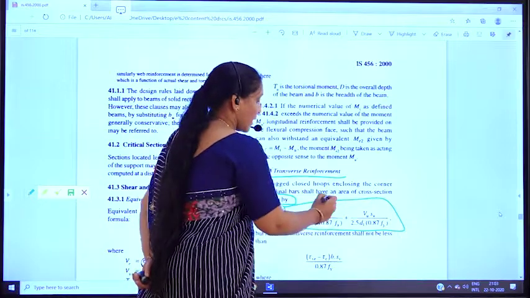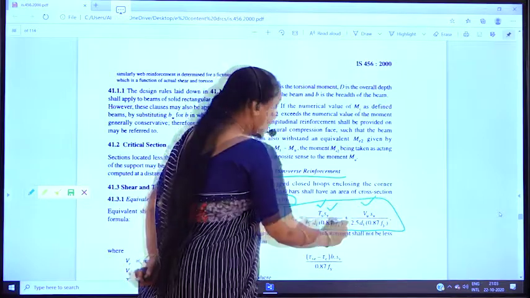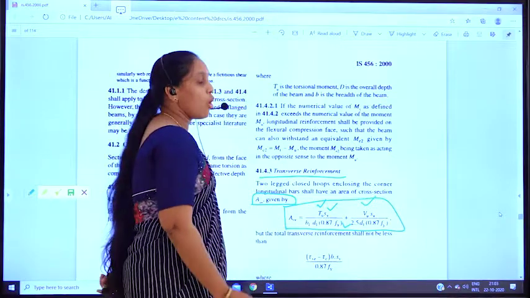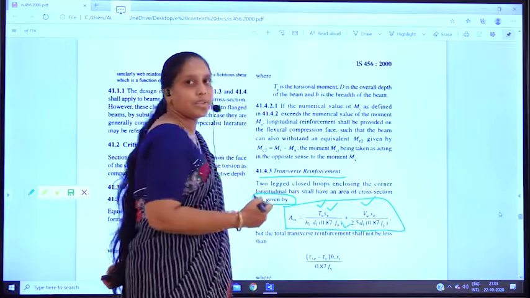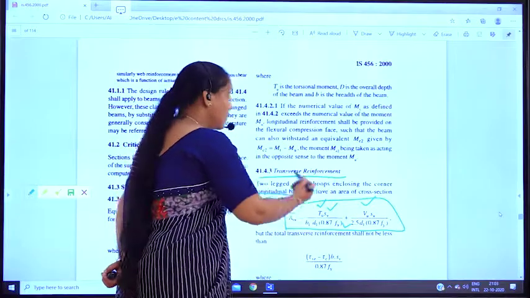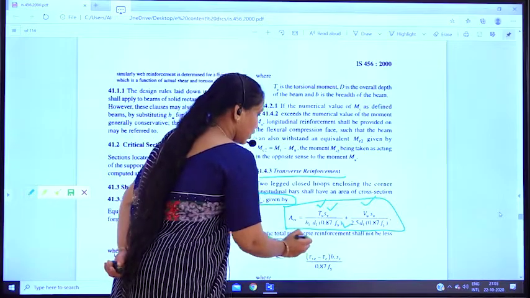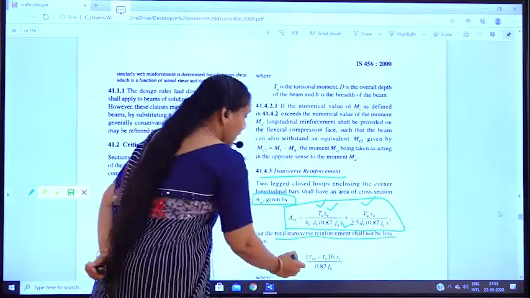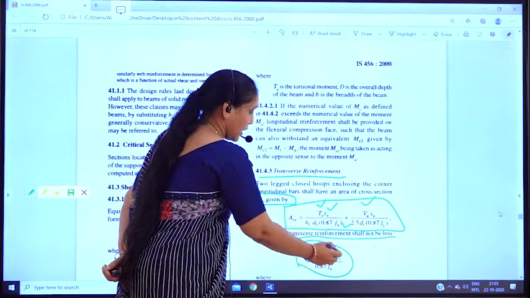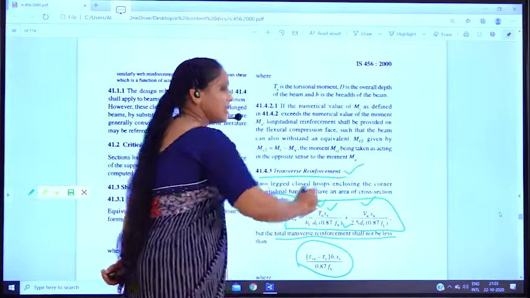Here TU is the torsional moment, SV is the spacing, VU is the shear force, and Fy is the grade of the steel, and B1 and D1 are the long and short distances of the bars, center to center. So by using this equation we can calculate the spacing for the transverse reinforcement, and the total area of the transverse reinforcement shall not be less than this value: (tau VE minus tau C) into B into SV divided by 0.87 Fy. So this is how we have to provide the transverse reinforcement.